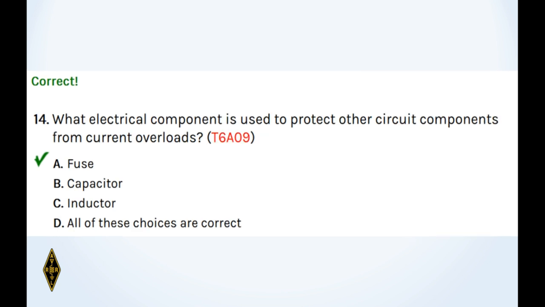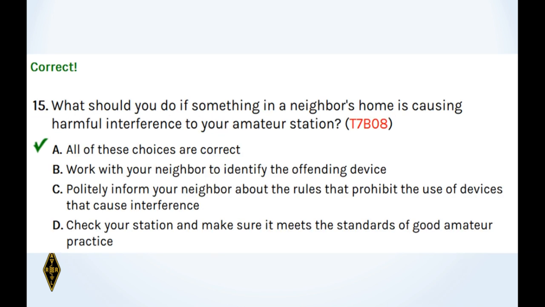And 14, what electrical component is used to protect other circuit components from current overloads? That's a fuse. And 15, what should you do if something in a neighbor's home is causing harmful interference to your amateur station? Well, all of these: work with your neighbor to identify the device, politely inform them about the rules that prohibit the use of Part 15 devices that cause interference, and check your station to make sure that it meets standards of good amateur practice. So all of those.